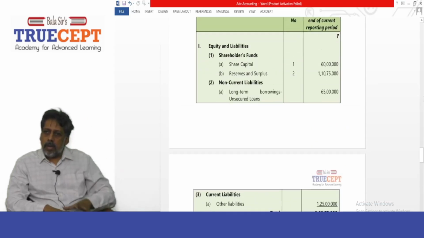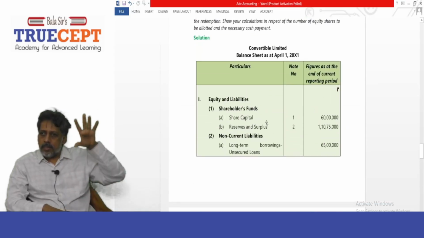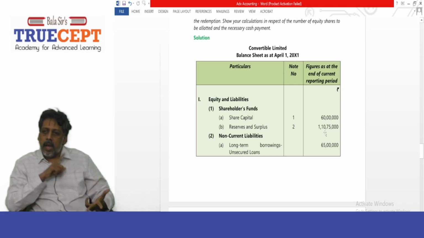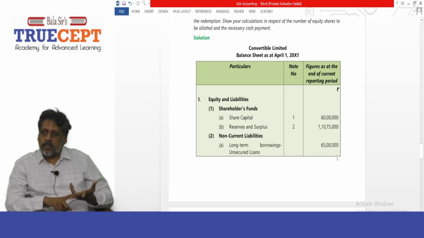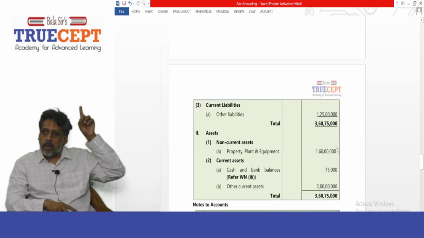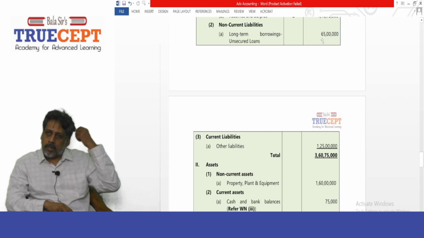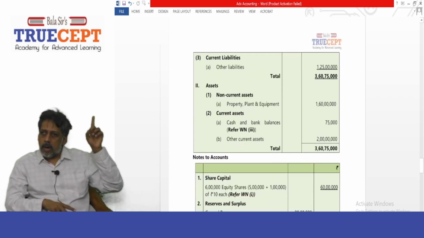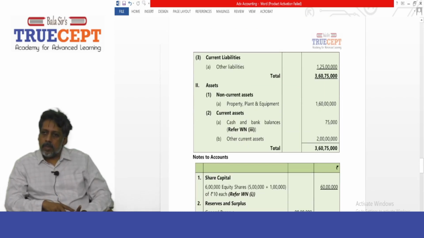So just see the heading. Share capital, what is the amount? 60 lakh. Very good. Reserves and surplus, 1 crore 10 lakh 75,000. And then long-term borrowings, 65 lakh. Remember, the earlier 1 crore 65 lakh, 1 crore debentures have been redeemed, so other loans will be 65 lakh. Then what about current liabilities? 1 crore 25 lakh. That's it?